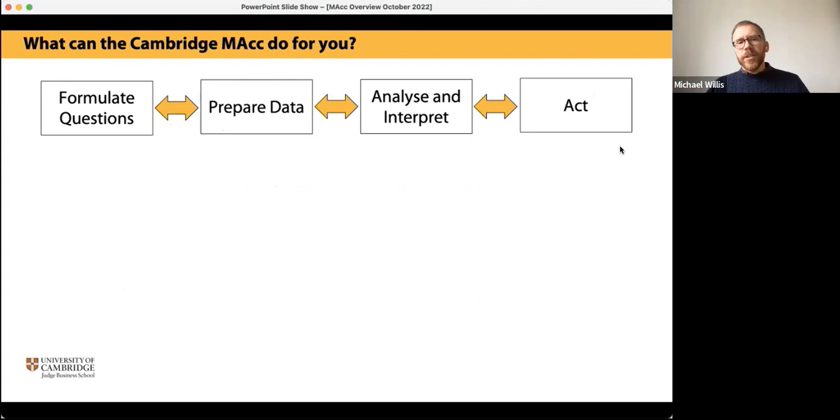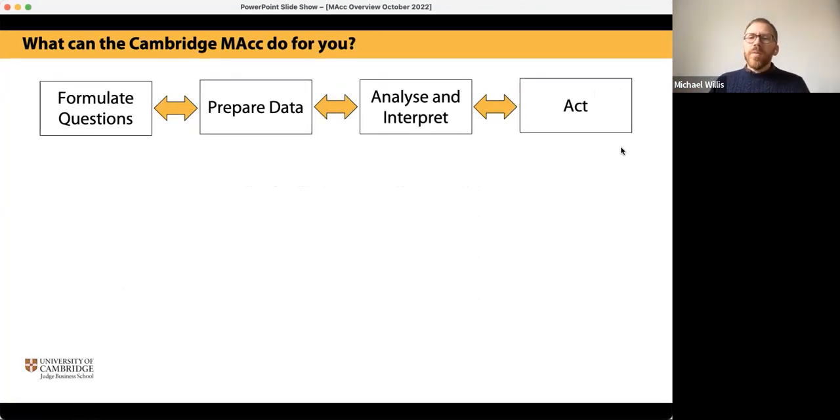So we have some question, and then we get some data to try to answer that question. That may involve data that's around. It may involve gathering our own data. We do some analysis of this data. We interpret the analysis, and then we take an action.